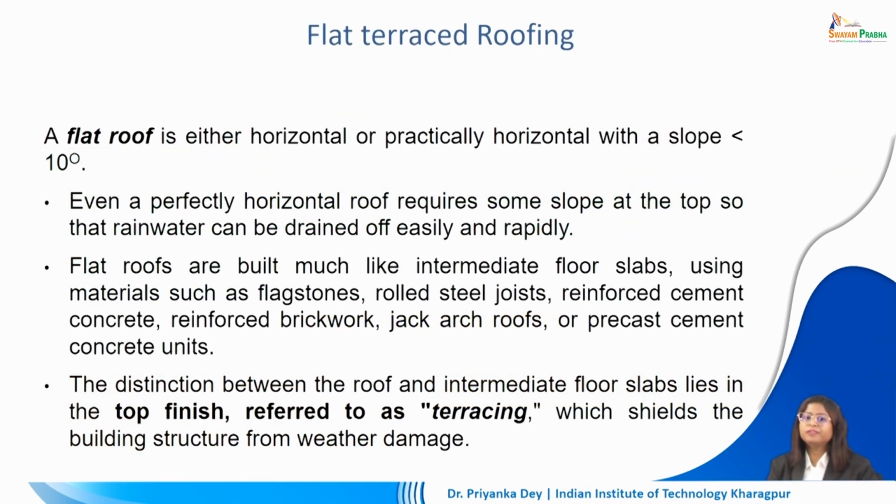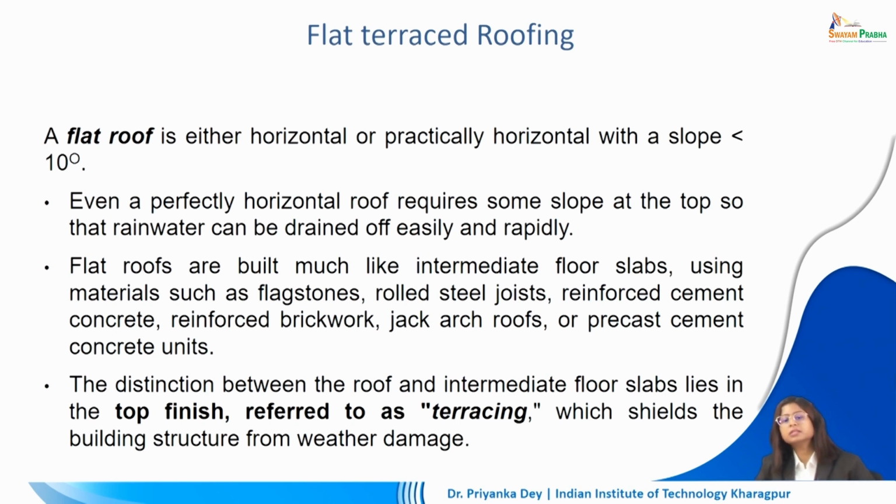With respect to flat roofs, we have to do an extra care on the top. We have to do terracing, which is the top finish that is provided above the floor slab. Now, any flat roof is a roof which has a slope less than 10 degrees. No roof is entirely flat because some amount of drainage has to be provided. We have to drain out the storm water, that is rainwater, which is coming on top of the roof. To be able to do that, we need some slope. So, it cannot be 0 degrees. It has to be some angle.